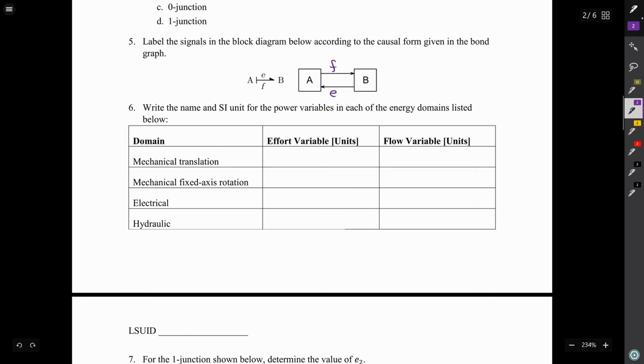We're now asked to write the SI unit and name for the power variable in each of the energy domains that's listed in the table. For mechanical translation, we have force in newtons, and we have velocity in units of meters per second. For mechanical fixed axis rotation, we have an effort variable of torque with units of newton meters, and a flow variable of angular velocity with units of radians per second.